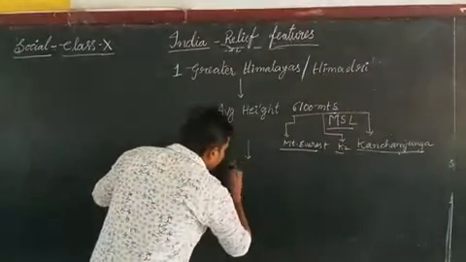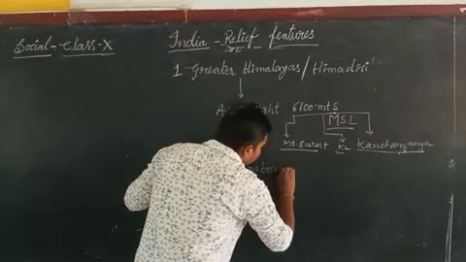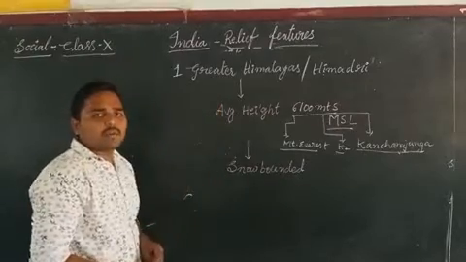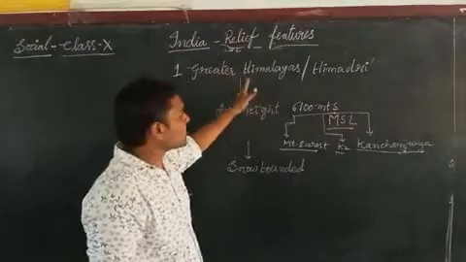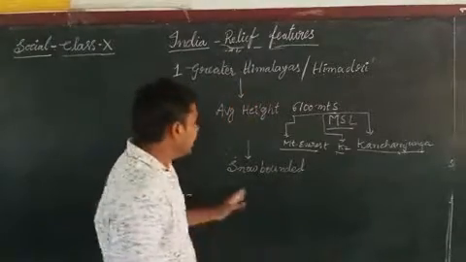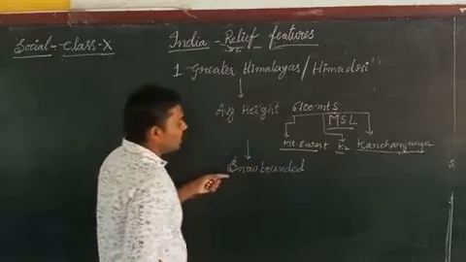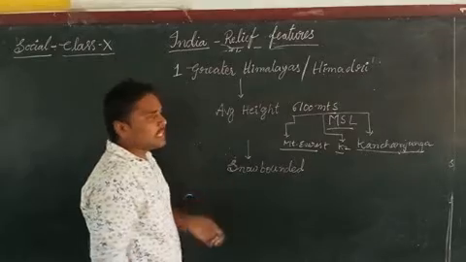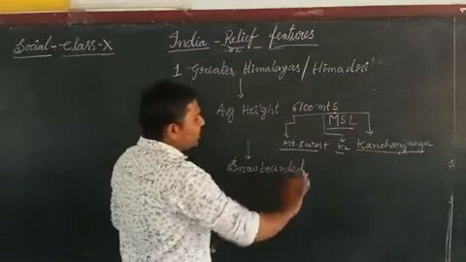It is completely snow-bounded region. Why? Because these are almost northernmost of India, and it is also having very high peaks. That's why this region is completely snow-bounded.